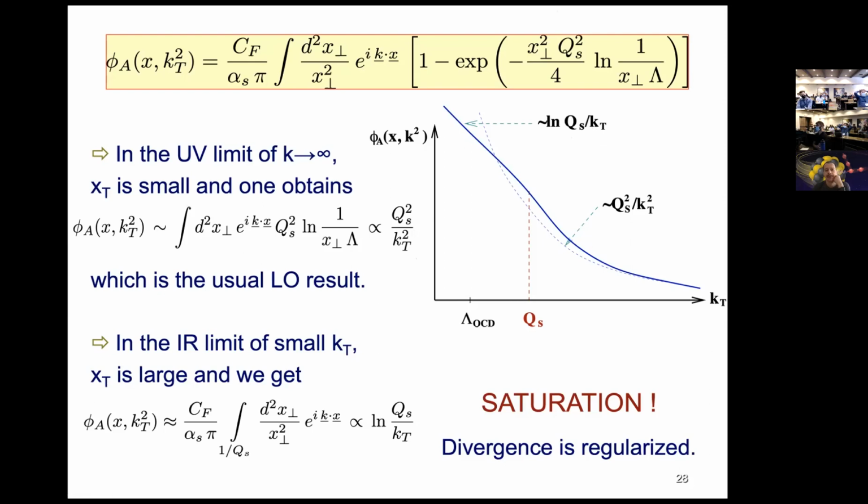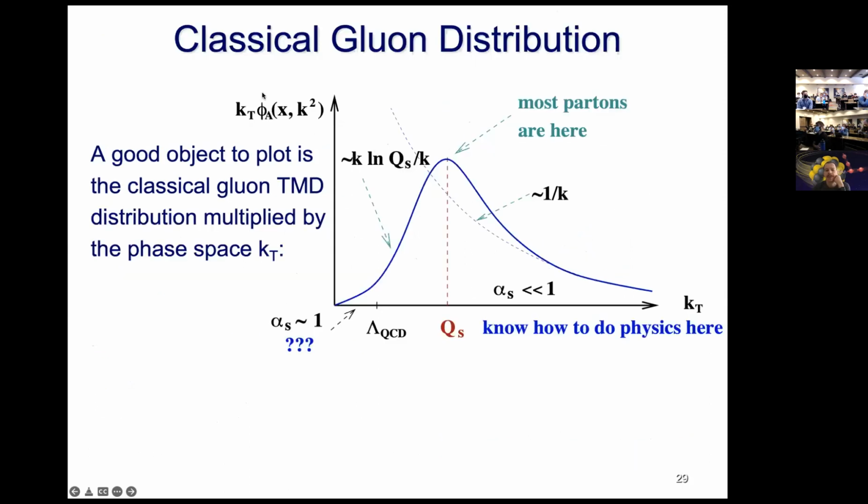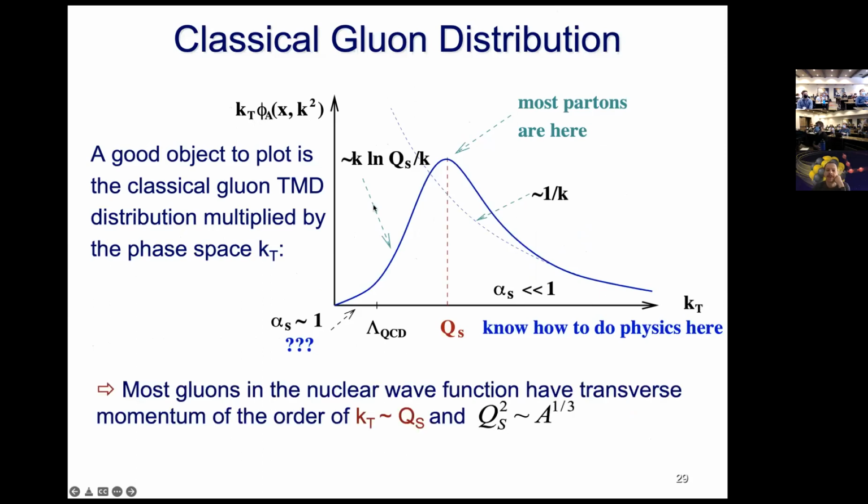So this is the point. Another way to understand this plot is to multiply it by kt. So kt is sort of like a two-dimensional phase space factor. So I can take this plot and multiply it by kt. By the way, all these plots are just sketches by hand, so I don't vouch for the literal accuracy, but I'm just trying to illustrate the trends here.